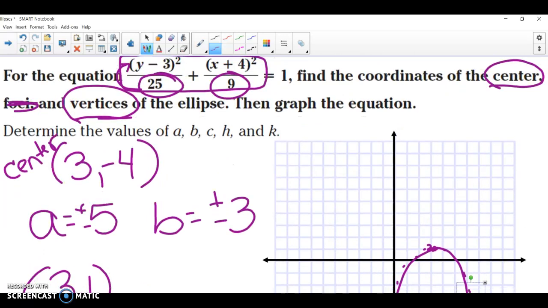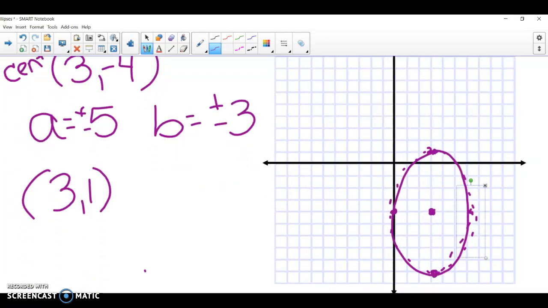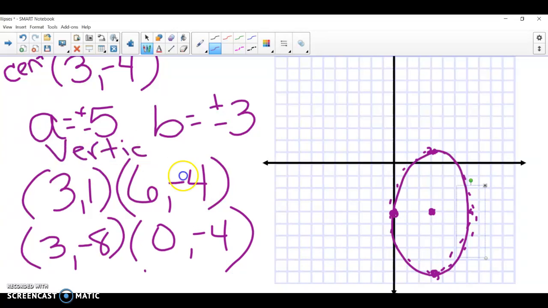Nope, 6 and negative 4. I might have counted that wrong. No, I didn't. Let me make sure I counted that right. 1, 2, 3, 4, 5, 6. Yep, 6 and negative 4. Another one is going to be at 3 and 4, 5, 6, 7, 8. 3 and negative 8. And then the one here on the axis is going to be at 0, negative 4. So those are your vertices.